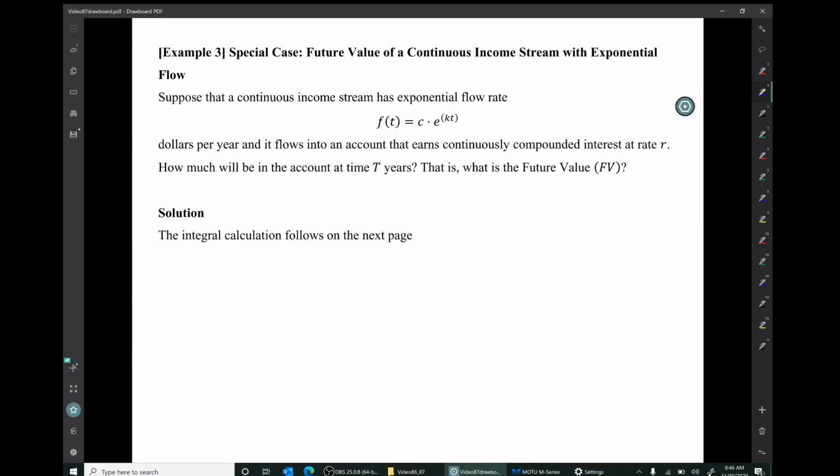Example 3. We'll consider another special case, future value of a continuous income stream with exponential flow. So in this example, we're supposing that a continuous income stream has exponential flow rate, little f of t equals c e to the kt, and it flows into an account that earns continuously compounded interest at rate little r. The question is, how much will be in the account at time capital T years? That is, what is the future value, capital FV? Well, the integral calculation we'll do is on the next page.